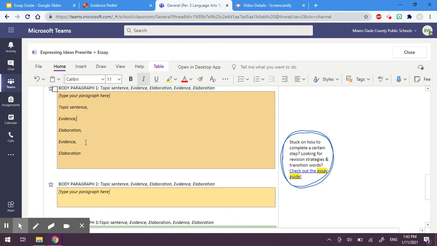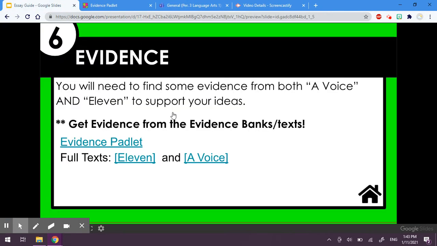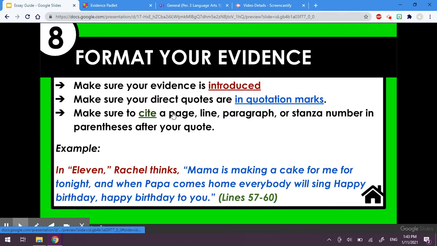The next step depends on your style. You can either find another piece of evidence and stick it here, or you can work on your elaboration and then another evidence and elaboration. One thing to note about your evidence is please make sure that you are formatting your evidence. Introduce it with something like "on page blank, the author says," or "according to the story," or "in 11, Rachel thinks," just something to show where this is coming from.